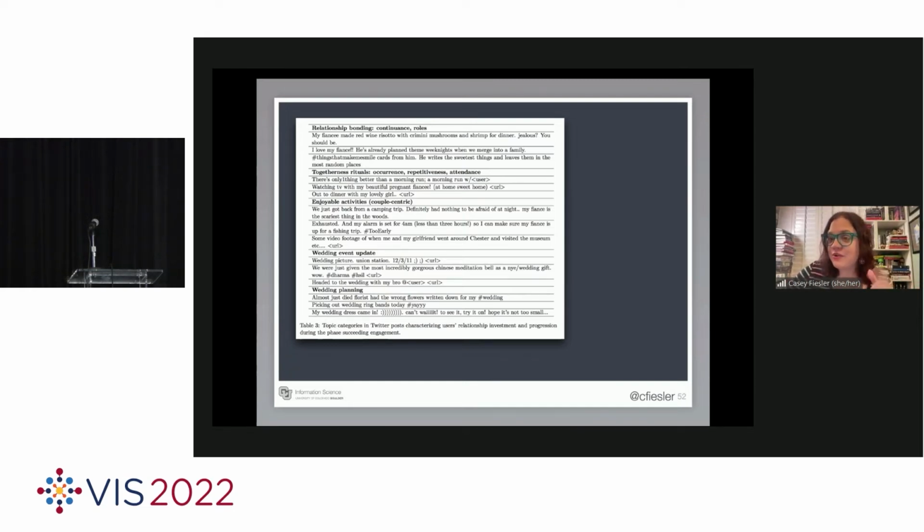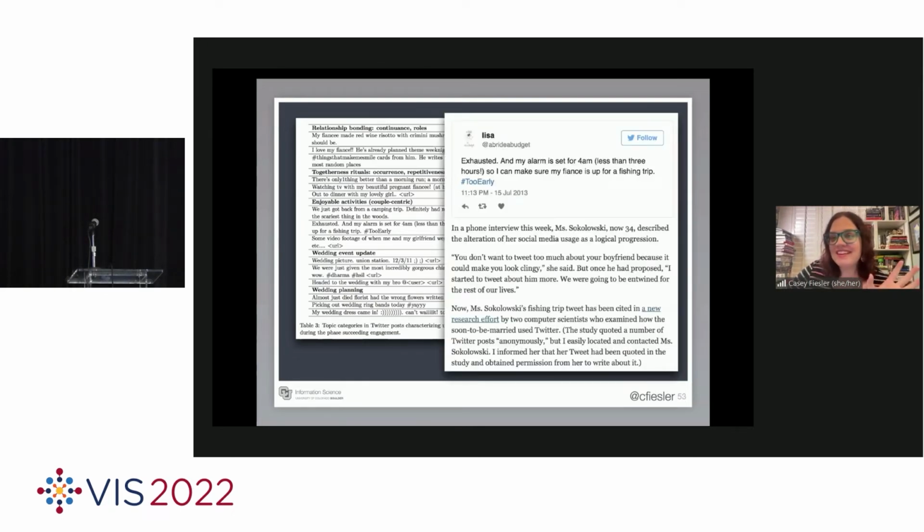And there was a New York Times article about this research study, and the journalist took these tweets and put them into Twitter and found them, and then contacted the people who tweeted them, like, hey, your tweet was in this research paper, can we talk about it? And fine, no harm done, right? You know, a tweet about fishing, whatever.